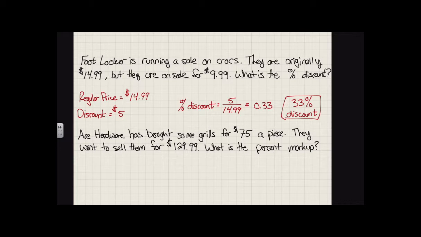Okay. Ace Hardware has bought some grills for $75 apiece. They want to sell them for $129.99. Okay. So how much did they pay for them? What is the store's cost here? How much did they have to put out of pocket to get these grills, per grill? What did they have to pay, Colby? They had to pay $75.